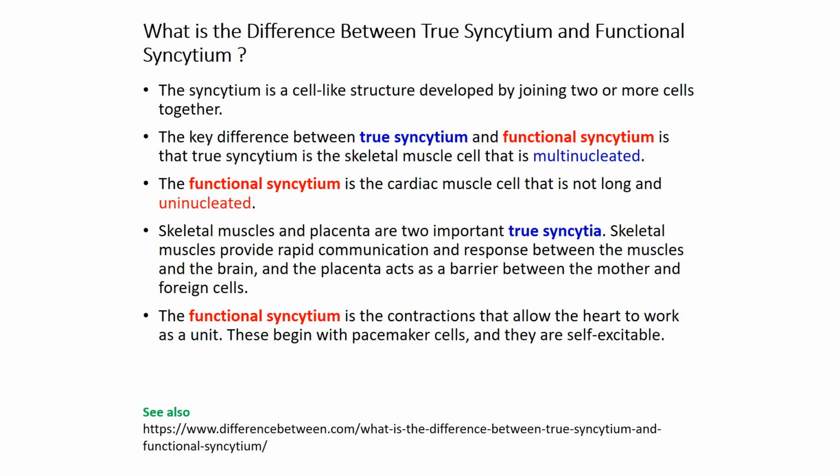Skeletal muscles and placenta are two important true syncytia. Skeletal muscles provide rapid communication and response between the muscles and the brain, and the placenta acts as a barrier between the mother and foreign cells. The functional syncytium is the contractions that allow the heart to work as a unit. These begin with pacemaker cells, and they are self-excitable.